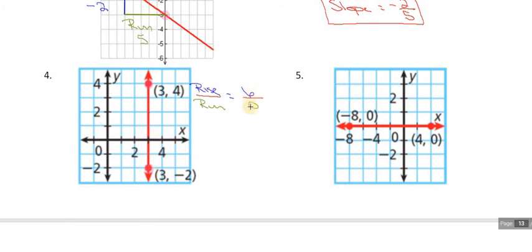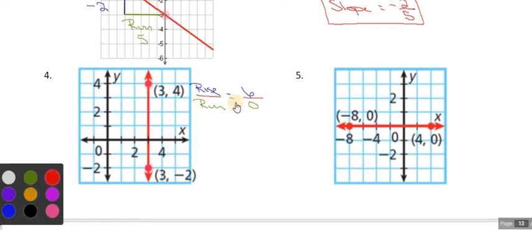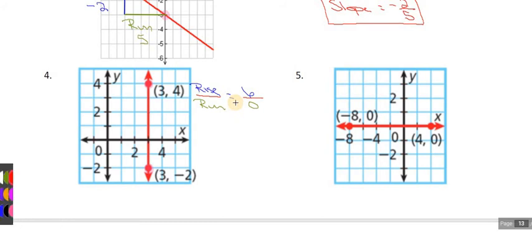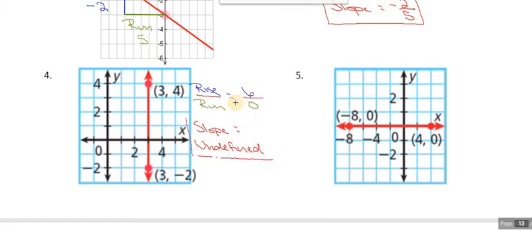Now, if I do 6 divided by 0 in my calculator, I'm going to get an error message, because you cannot divide by 0 ever, ever, ever. So this slope is what we call undefined. The slope of all vertical lines is undefined. Not sure what's happening here with my pen. The slope of all vertical lines is undefined. So any vertical line will have an undefined slope.